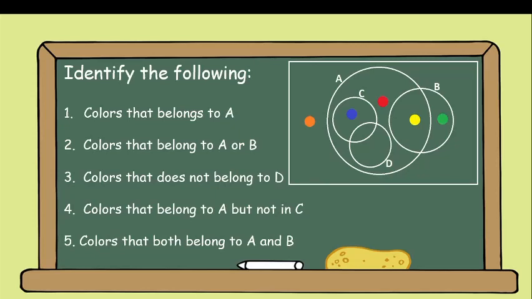Number 2. Colors that belong to A or B. Number 3. Colors that do not belong to D. Number 4. Colors that belong to A but not in C. Number 5. Colors that both belong to A and B. Pause this video to have more time to answer.